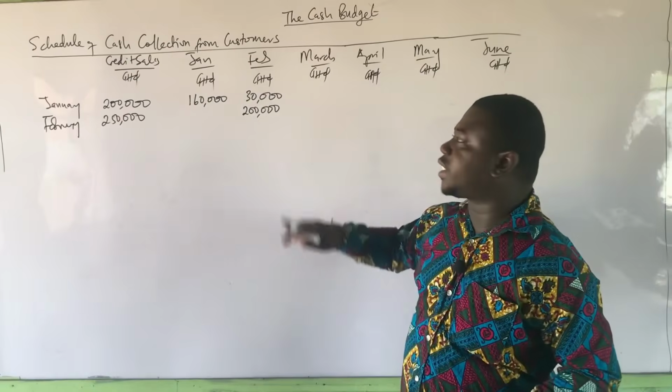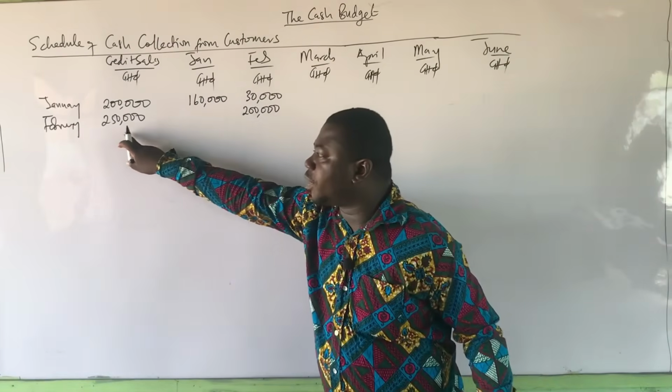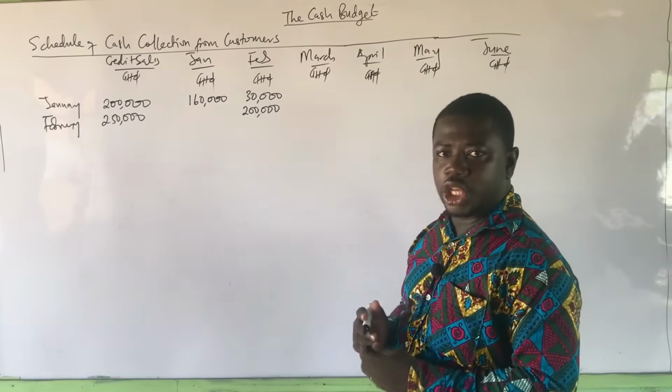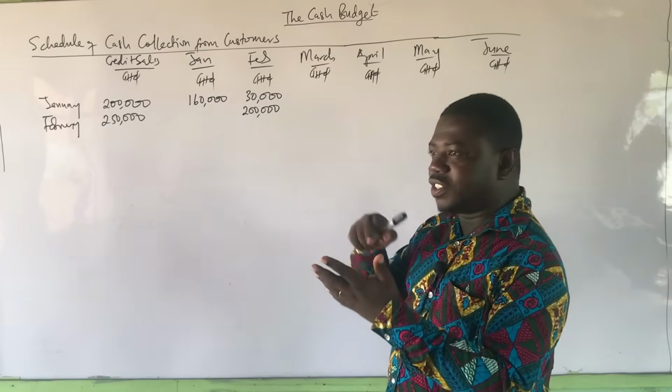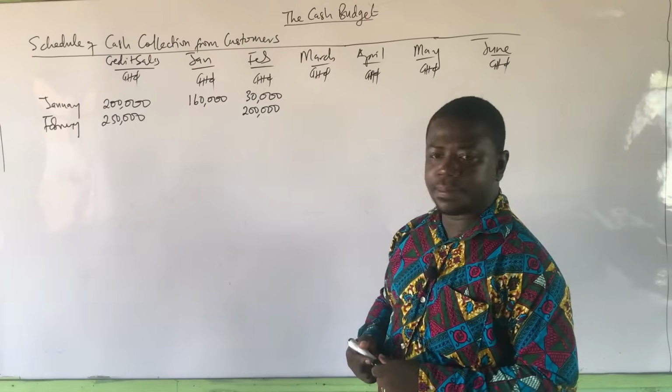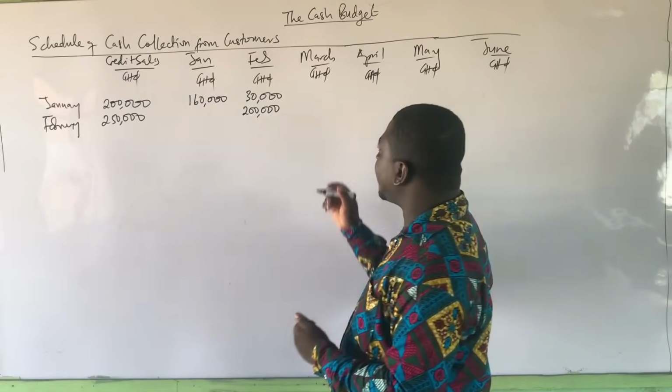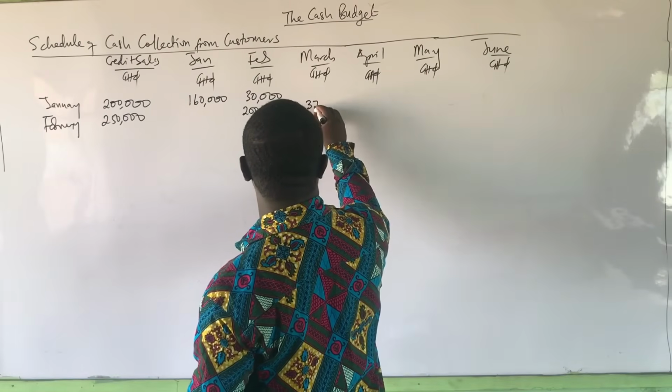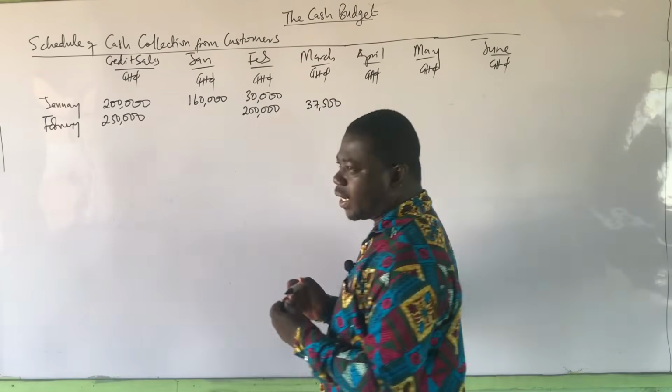And then 15% in the next month. So now the 15% for February will move into March. And therefore we punch 15% of 250,000. And that is going to give us 37,500. And so 37,500 will come under March.